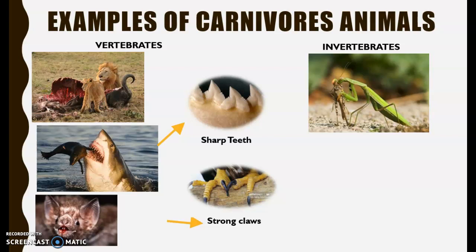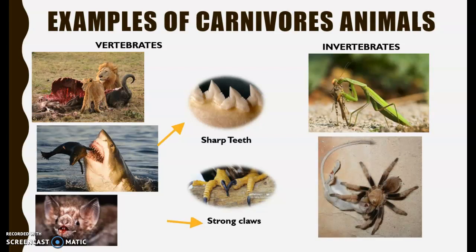In this group, we can mention many insects such as the praying mantis, spiders, dragonflies, and more. Remember that carnivorous animals eat other animals or parts of them.